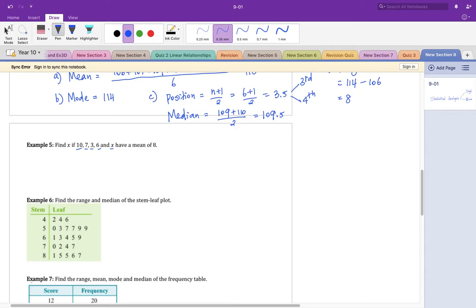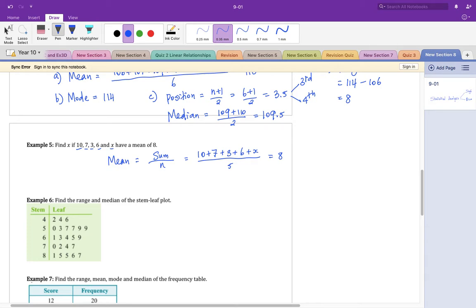It tells you this set of data has a mean of 8. So we know the formula, right? Mean is equal to the sum over how many numbers there are. So the sum is going to be the total of these 5 numbers over however many numbers there are, and that's 5. And we know the mean is equal to 8. So this whole thing is equal to 8, right?